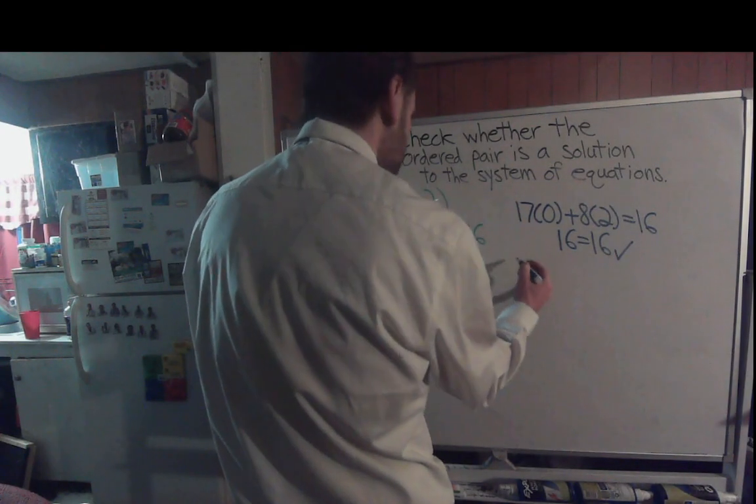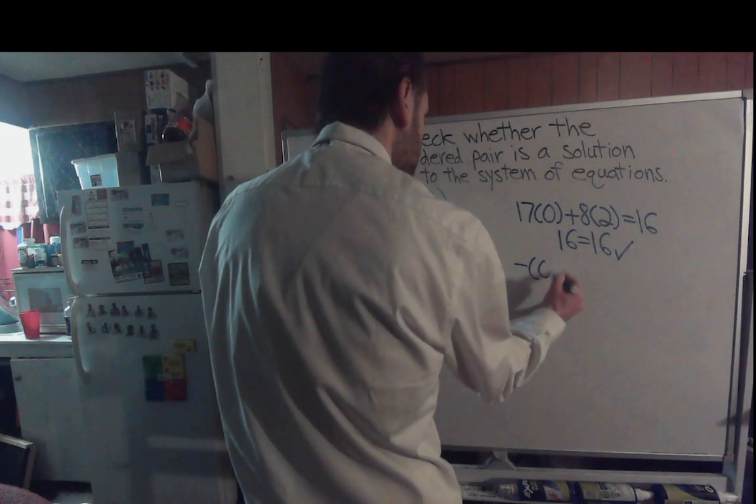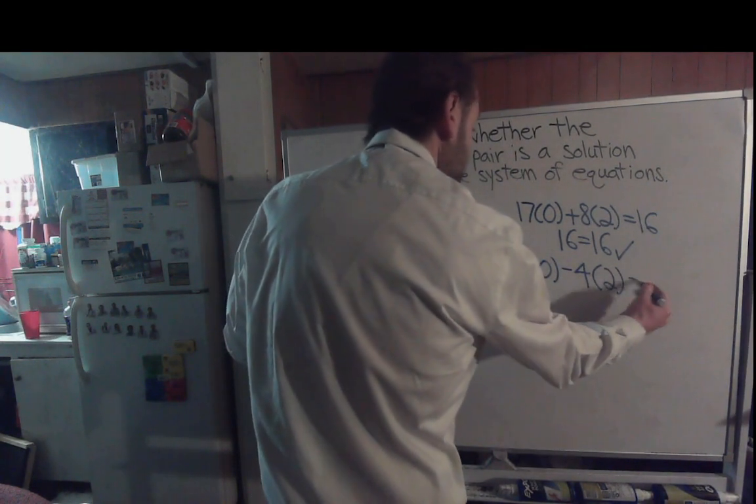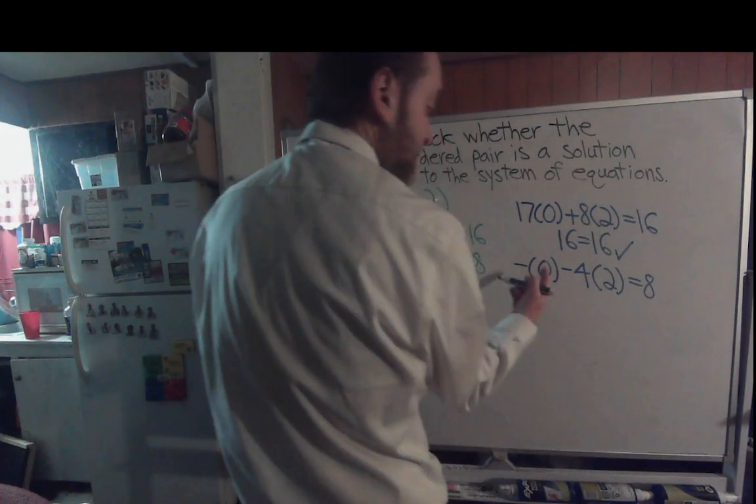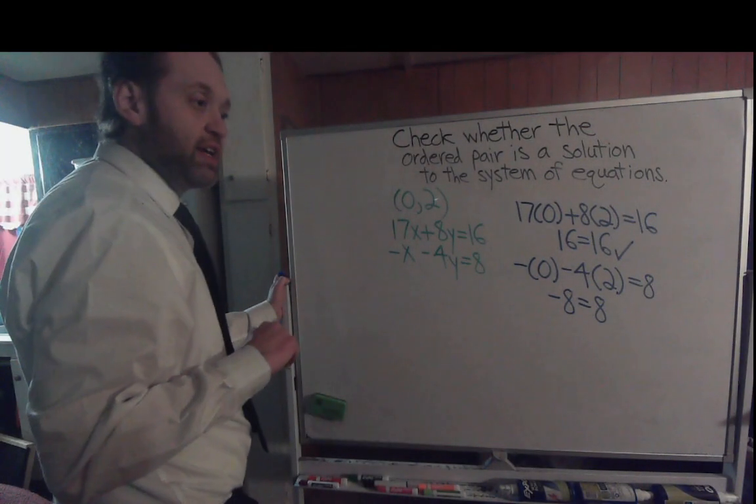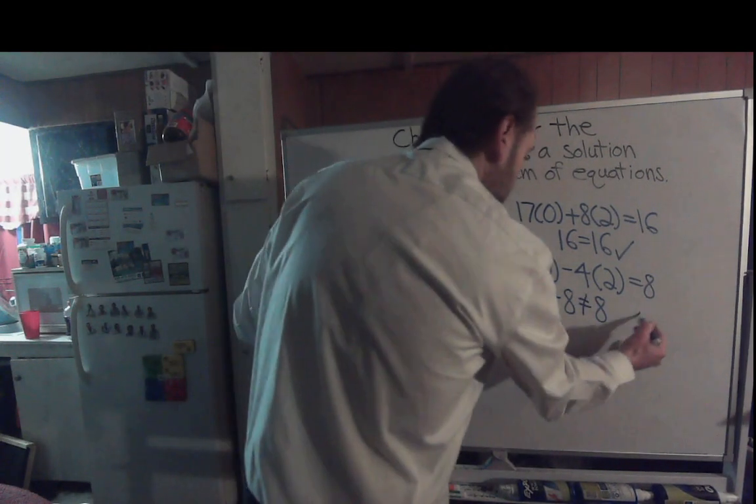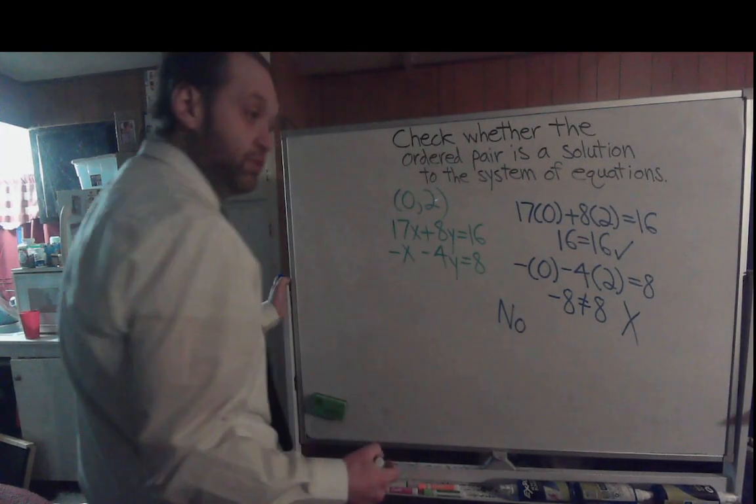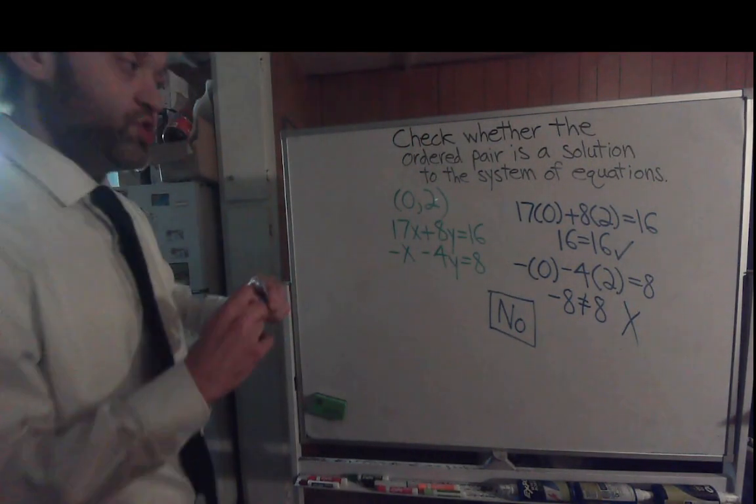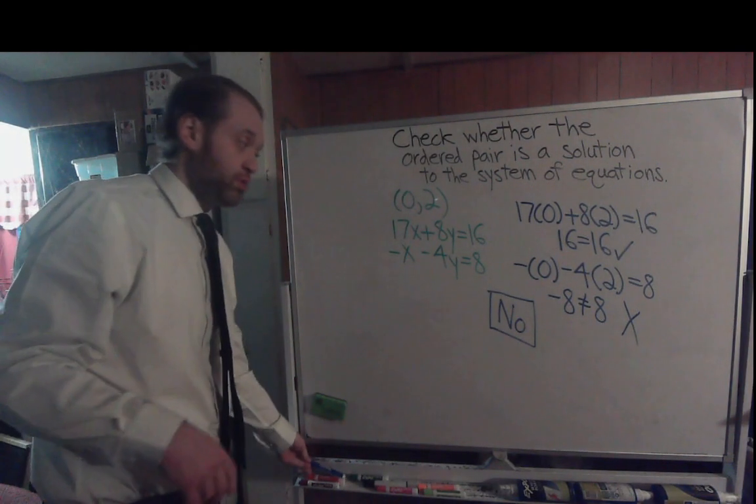Take your x value of 0, you'd have negative of 0 minus 4 times your y value of 2, set that equal to positive 8. Negative 0 is just 0. Negative 4 times 2, that's negative 8. Set that equal to 8. Well, negative 8 does not equal positive 8. Not at all. So no, this is not a solution to the system of equations since it doesn't work in both equations.